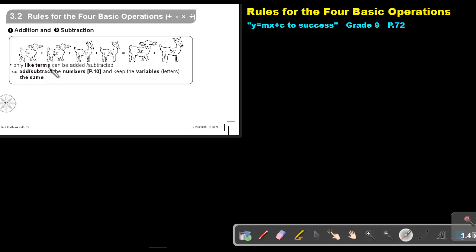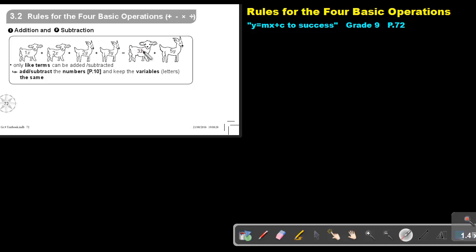Only like terms can be added or subtracted. Add and subtract the numbers and keep the variables the same. This is very important. So let's look at this example. If it's 1x plus 2x, that will give me a sum total of 3x. Can you see? It's like terms. And what do I do with these like terms? I also add them up. So 2y plus 3y will be 5y. And there is my answer.